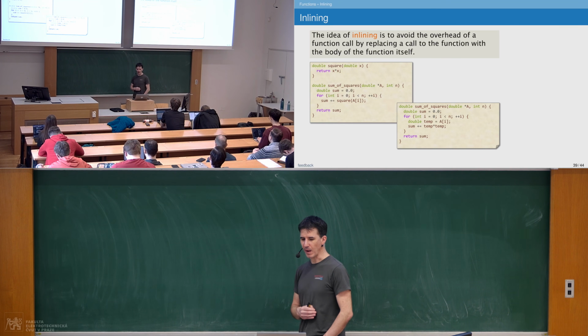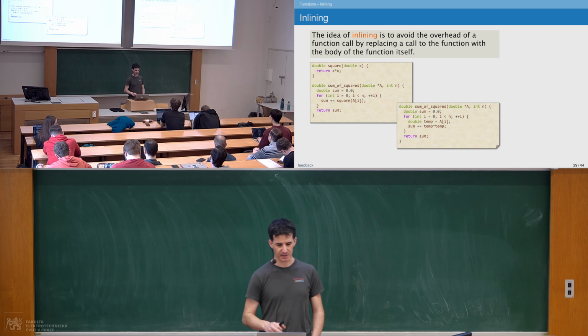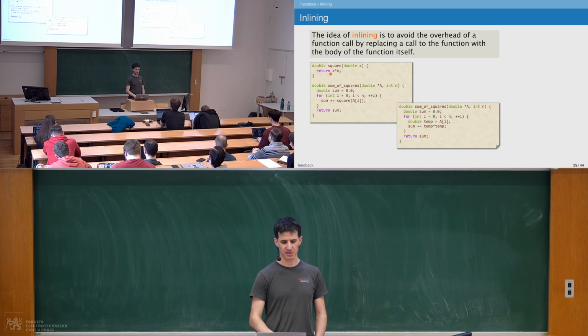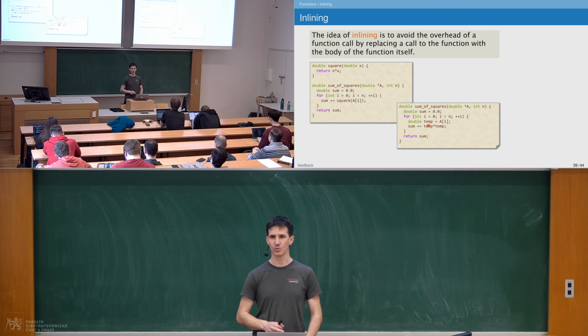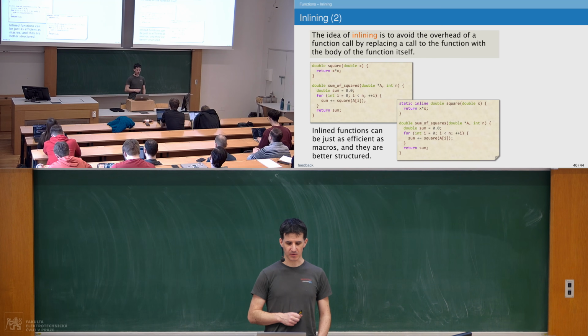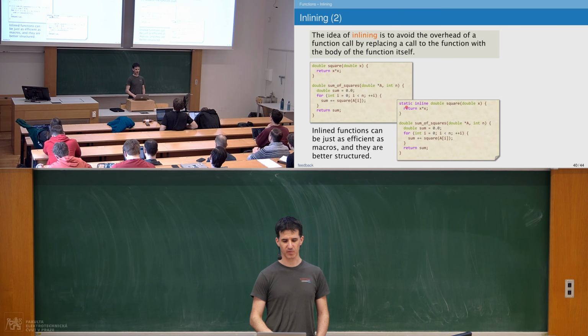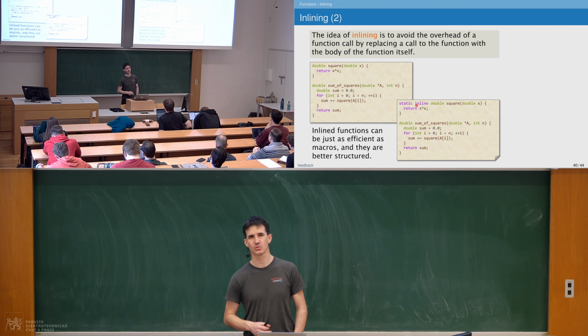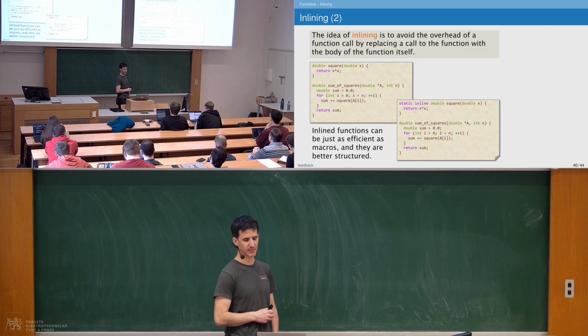So compilers can do these things automatically. If they see that the function is sufficiently simple, they can do this inlining for you, so you don't have to think about it much. Or you can even help the compiler. You can tell the compiler by specifying the function as inline. Typically it's used in combination with the word static.